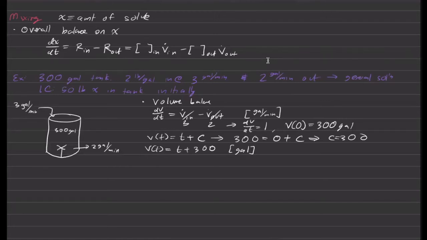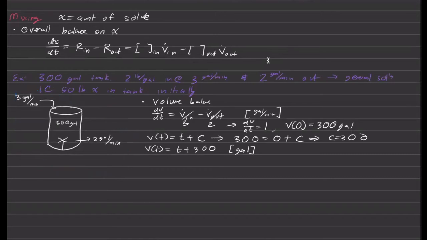Now, let's write a solute balance. So let me move this up a little bit. Let's write out our solute x balance. My rate of change of x over time is equal to my rate of x in minus my rate of x out. And that's equal to my concentration in, which is 2 pounds per gallon, times 3 gallons per minute. You can see here the units will cancel. You'll get units of pounds per minute, sorry.